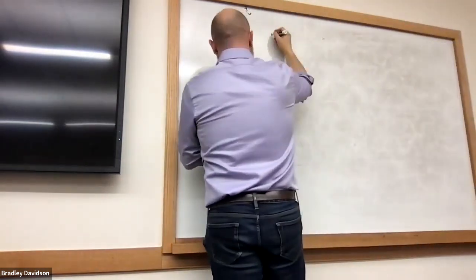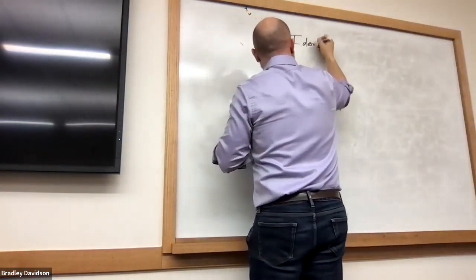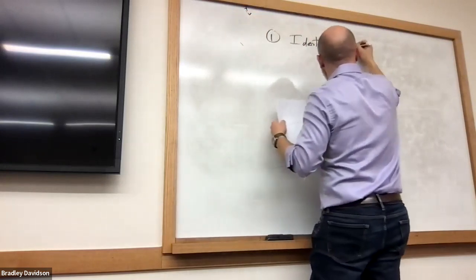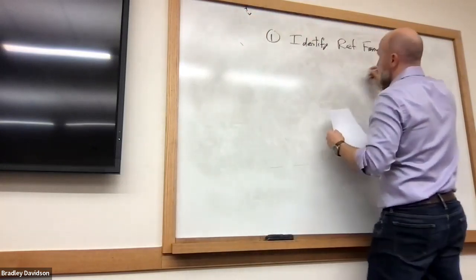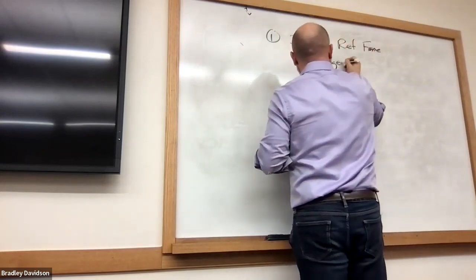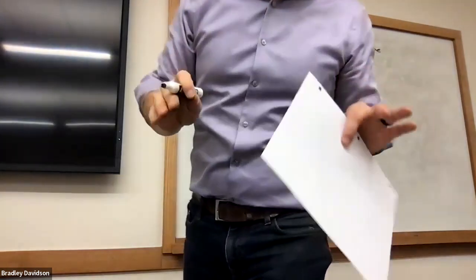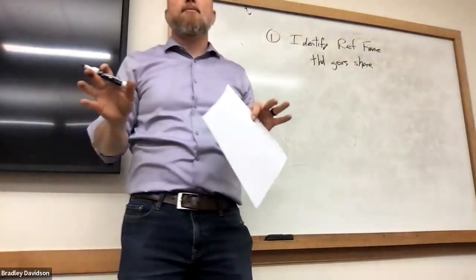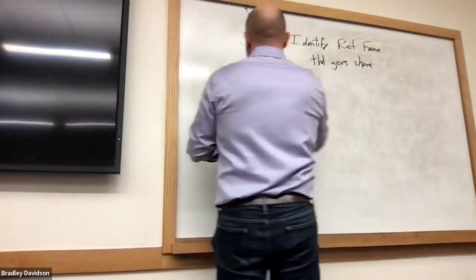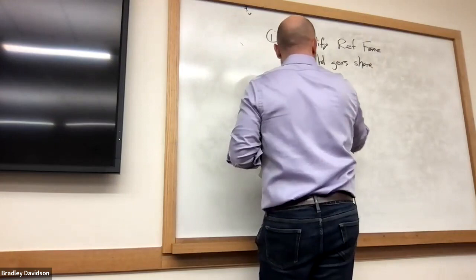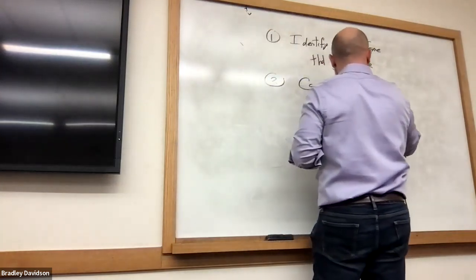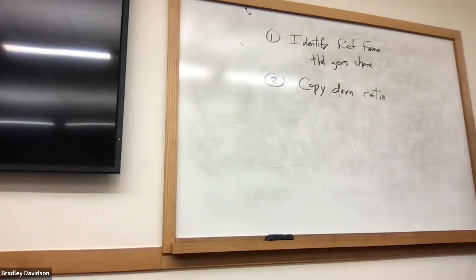All right, step 1. Okay. Identify the reference frame that the gears share. Critical, okay? The frame that they share might not be close by. Number 2, copy down the ratio. Okay, in this case, it's always omega R omega R. But after you've identified that reference frame, you're able to put in where you're observing that from.